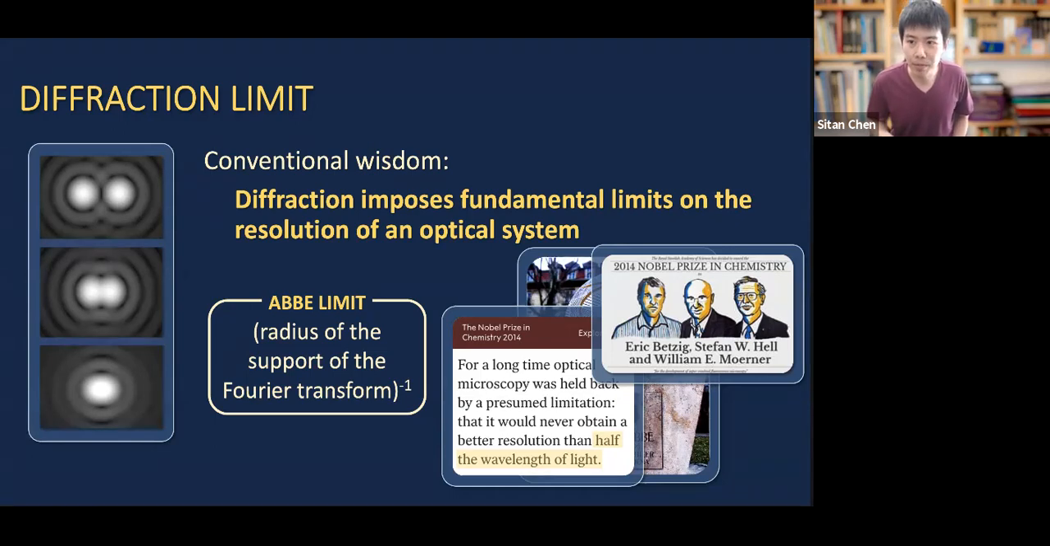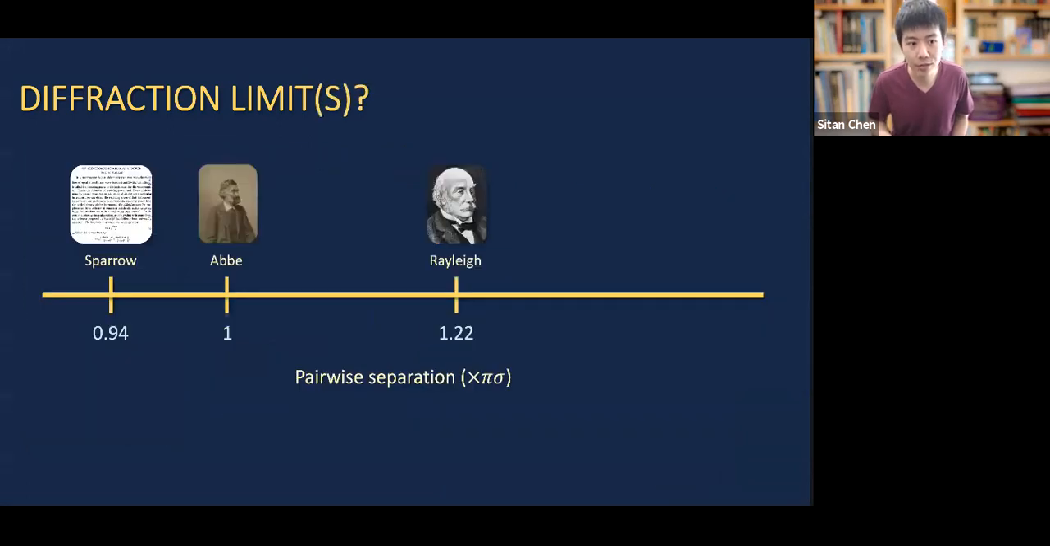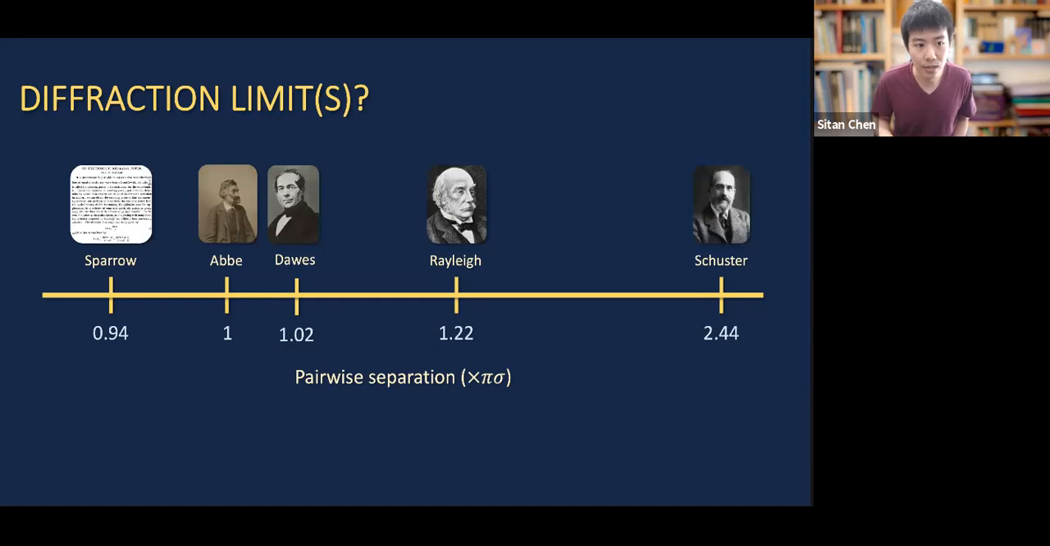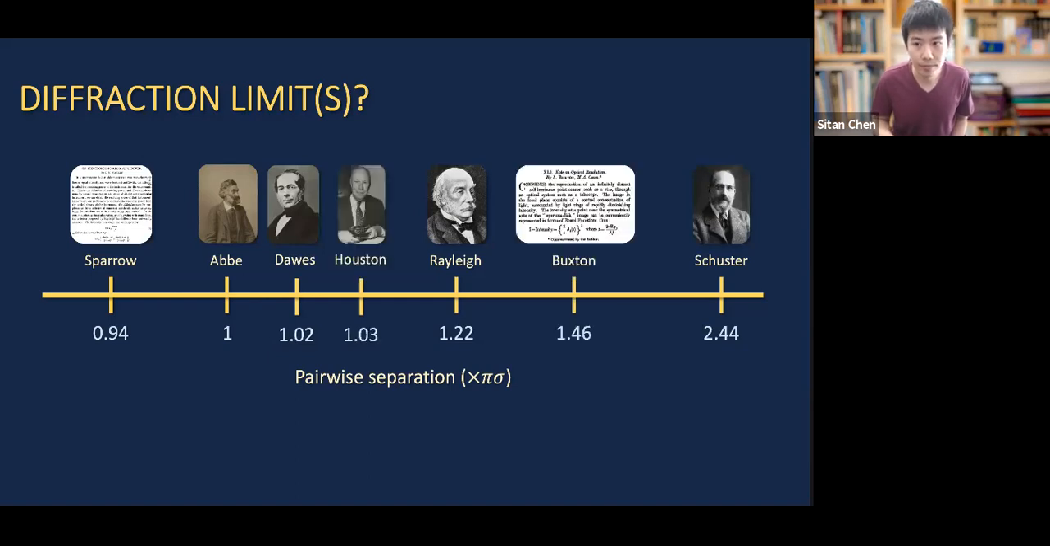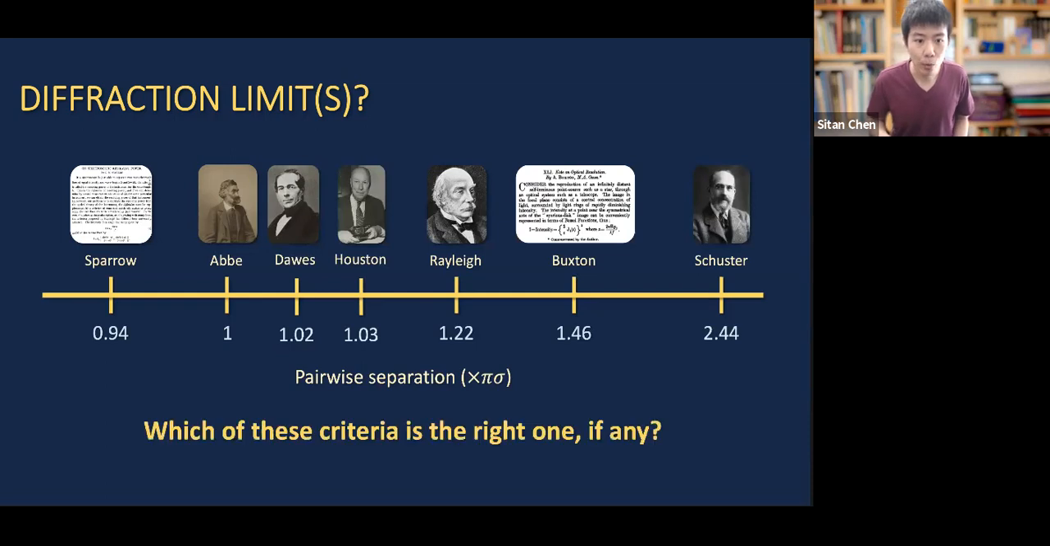Okay, but at this point, the picture is a bit muddy. I've told you three different constant factors that have been proposed as rigorous or semi-rigorous definitions for the diffraction limit. And in fact, there are plenty more that were proposed in the decades since Abbe and Lord Rayleigh. And so a natural question to ask is, which of these criteria is the right one, if any? In particular, is the diffraction limit simply a useful heuristic, or is there some formal interpretation that we can impose upon this quantity?